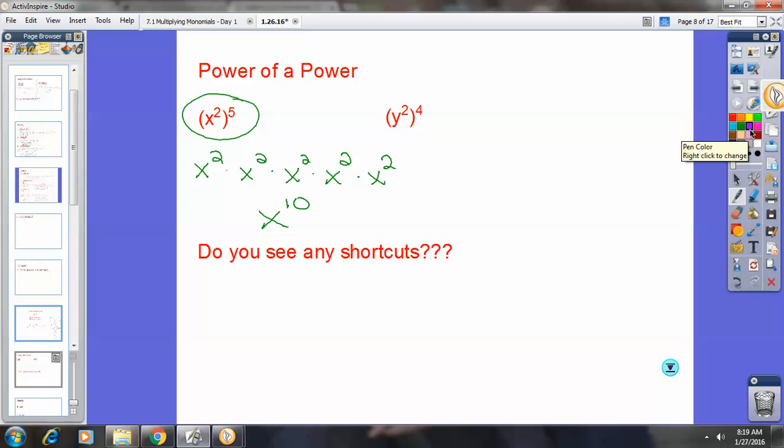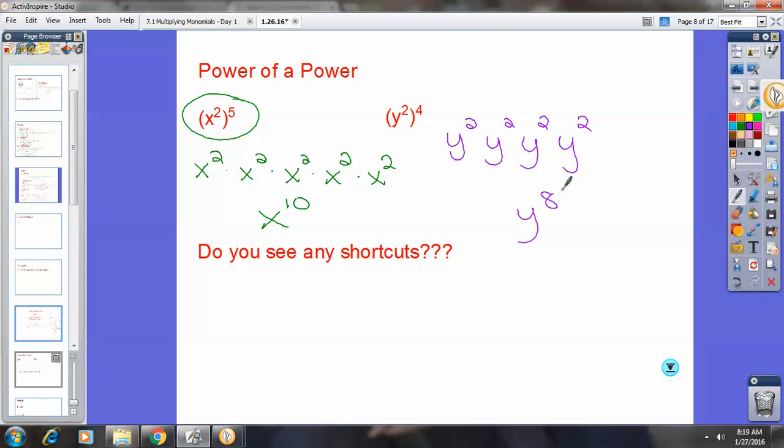The next example is y squared to the 4th power. So that power of 4 tells me how many y squareds do I have? 4. Y squared times y squared times y squared times y squared. So use yesterday's rule. It's really y to what power? 8. 2 plus 2 is 4, plus 2 is 6, plus 2 is 8.